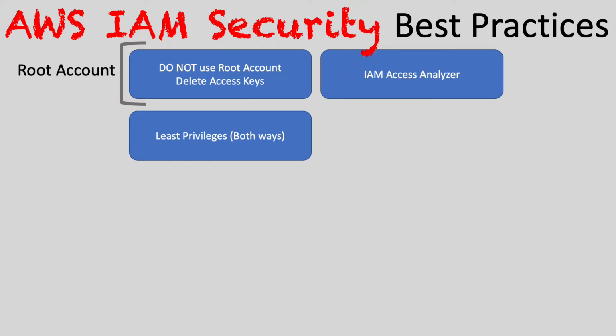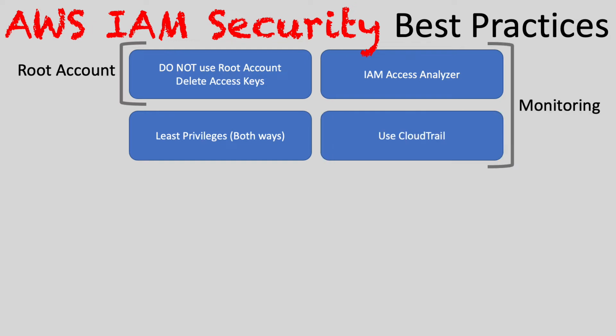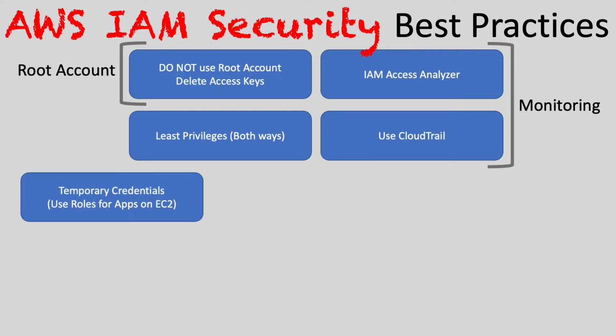The next bit is use IAM Access Analyzer and CloudTrail for monitoring. Use these two things in your account to look at what is happening to the access of identity and access management. An important aspect, you're getting visibility here. Then what you want to do is always think in terms of temporary credentials. For example, use roles for the apps on EC2 instances. So not permanent ones, temporary.